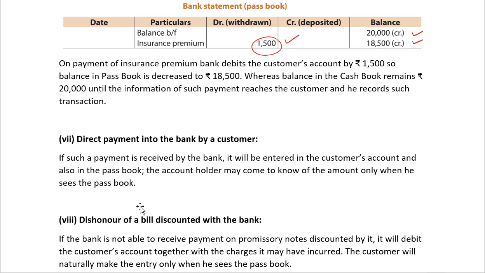On payment of insurance premium, the bank debits the customer account by 1,500. So the balance as per passbook decreases to 18,500, whereas the balance as per cash book remains 20,000 only, until the information of such payment reaches the customer and he records such transactions.